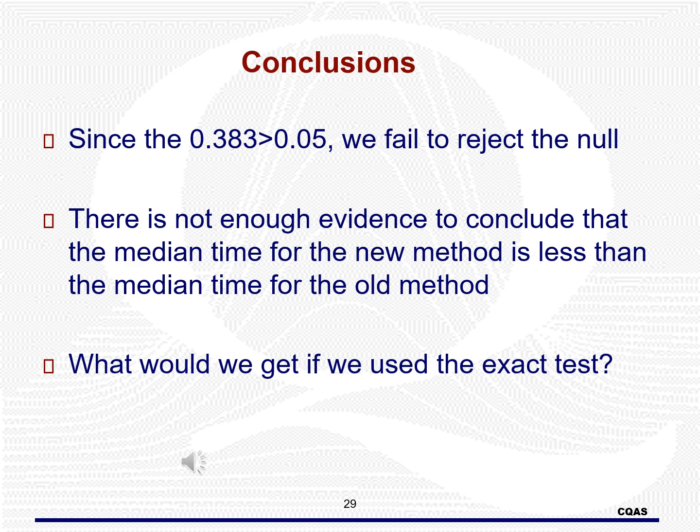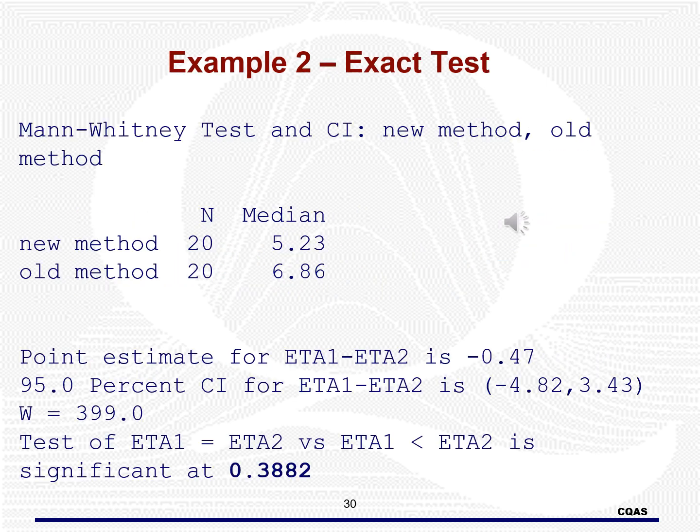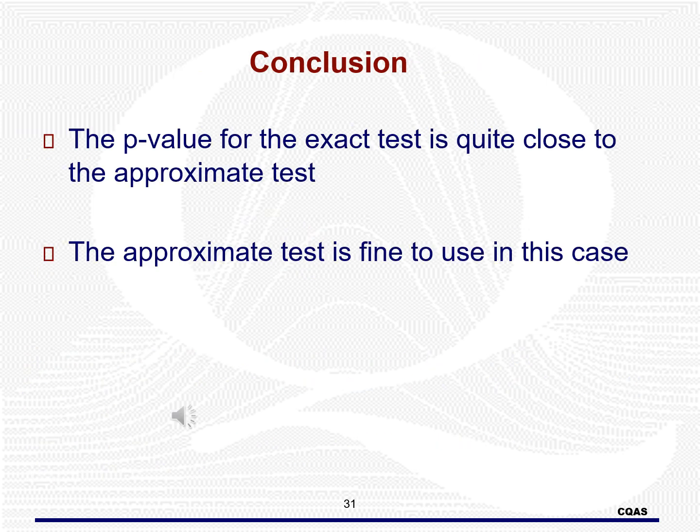What would we get if we used the exact test? Here are the results of the exact test from Minitab. Notice Minitab calls it the Mann-Whitney test, yet they give you the WRS test statistic. Here we get a p-value of 0.3882. In both cases, we would fail to reject the null hypothesis. The p-value for the exact test is quite close to the approximate test. The approximate test is fine to use in this case.